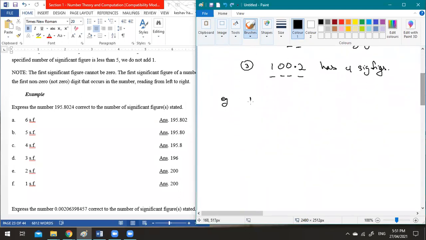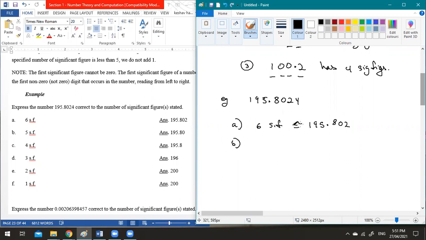So example, we have 195.8024. We want to write it to six significant figures. So we find where these six significant figures are: 1, 2, 3, 4, 5, 6. The number after it is less than 5. So just like before, if the number is less than 5, we leave it alone. So the 195 point, sorry, 195.8024.